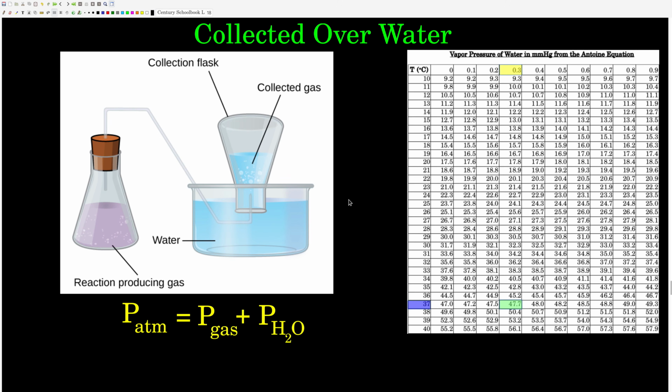Next, collected over water. A lot of times chemical reactions occur in aqueous solutions, and if a gas is one of the products, quite often it's useful to collect that gas, to trap it, and take measurements of it to give us information about the reaction that's occurring. This is a real simple schematic of how you might collect the gas that's produced in a chemical reaction. So this is an Erlenmeyer flask here, chemical reaction going on in here, and a gas is one of the products.